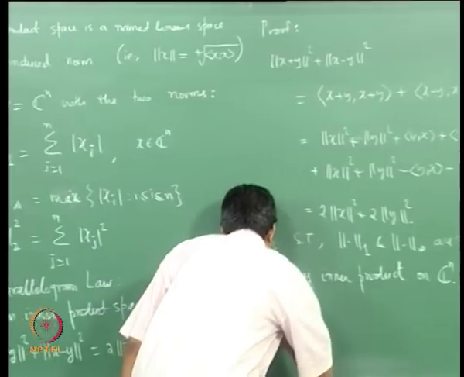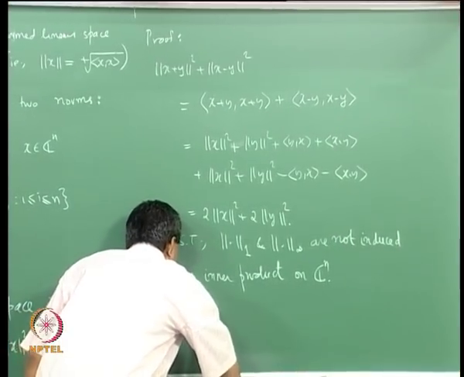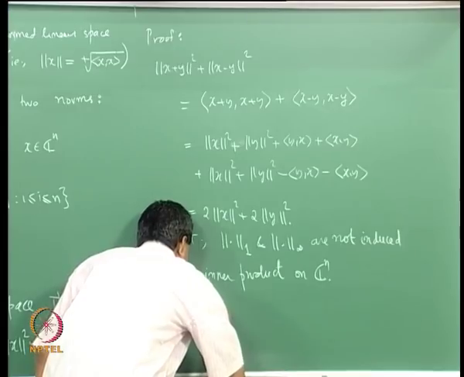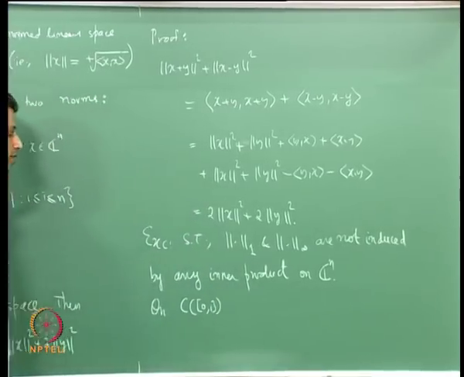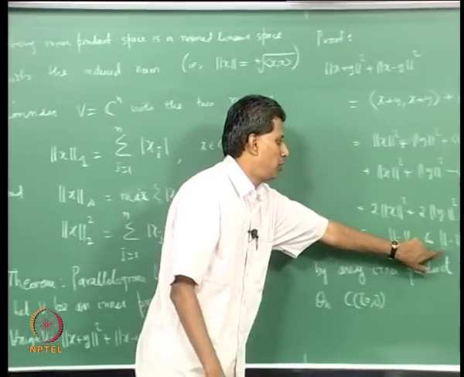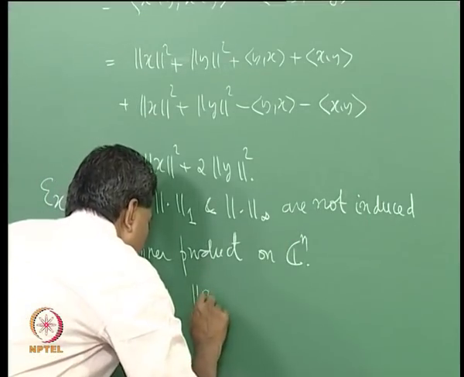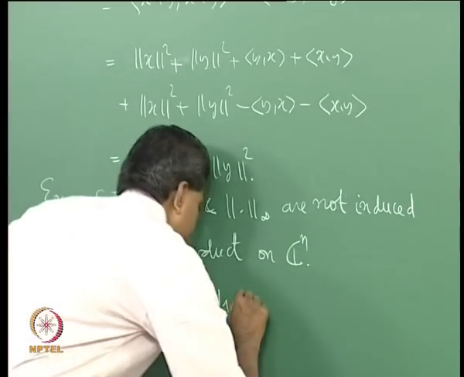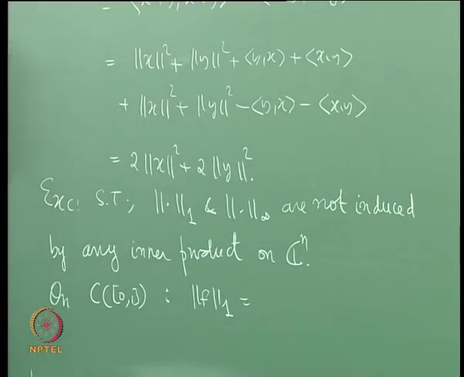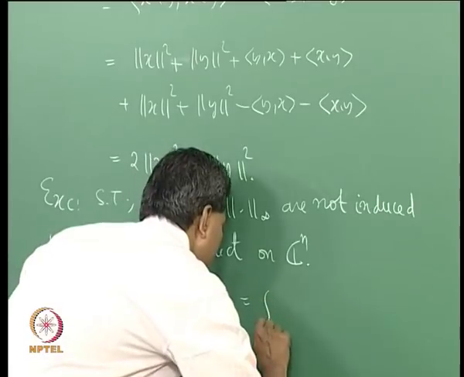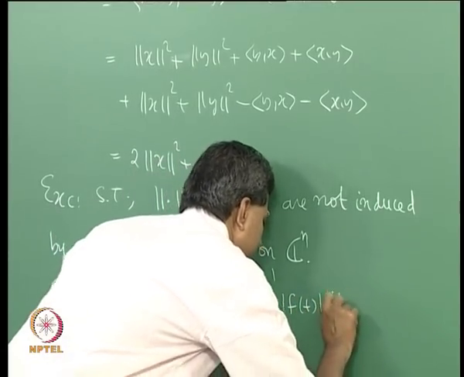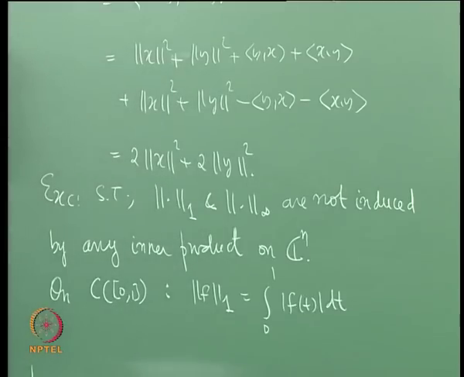So let me also mention on C[0,1], I will define two norms similar to the one norm and the infinity norm. On C[0,1], the one norm of f is, any guesses about what this is? f is a continuous function over 0, 1. This is similar to the one norm. Integral of mod f, integral 0 to 1 of mod f(t) dt. f is continuous, modulus is continuous, so the integral exists.